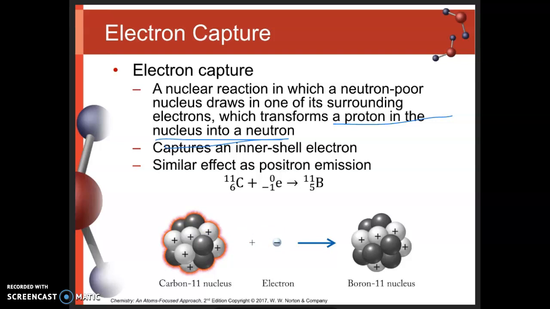And so that's where we're going to stop for this particular example. In our last video, we will look at some of the effects of radiation, and we'll also do a couple of examples of transmutation reactions.